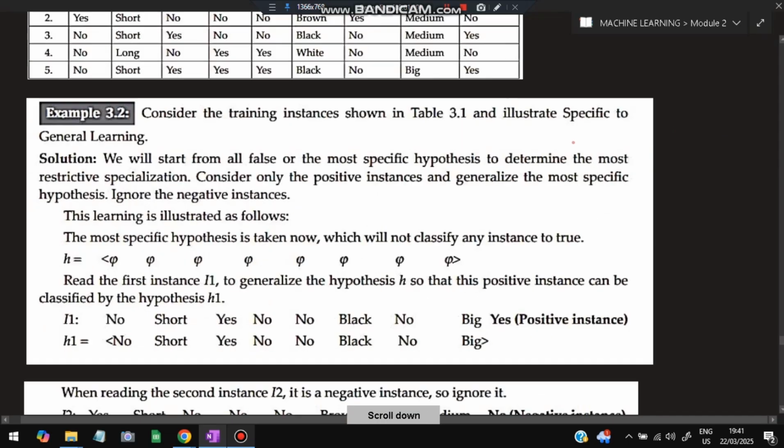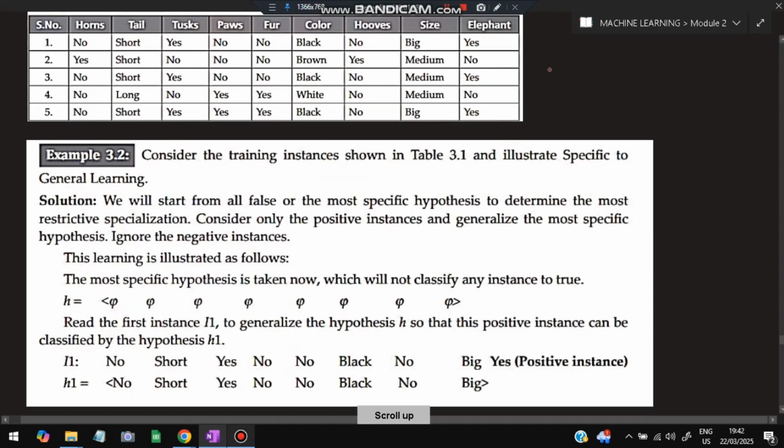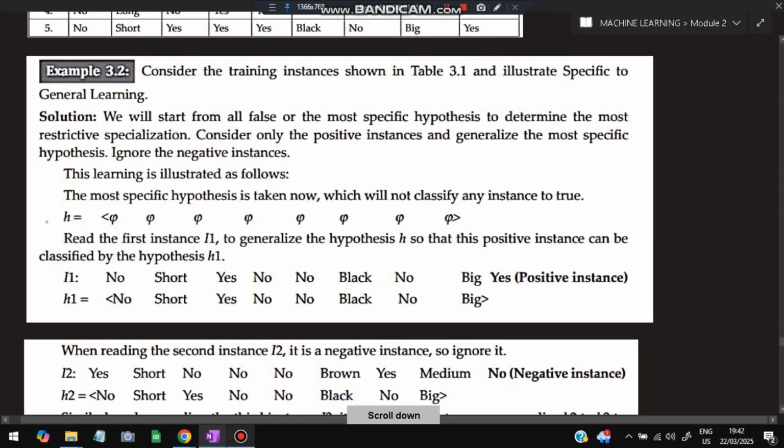An example will be seen to illustrate specific to general learning. Now what we are doing is specific to general. If they give you a table in the exam and ask you to do from specific to general, that means generalization. What you have to do is start with a hypothesis with all the specific ones, because we are going from specific to general. Specific means all the null values will be there.